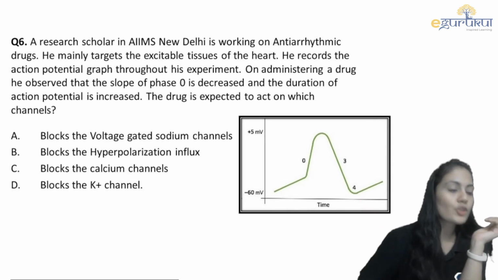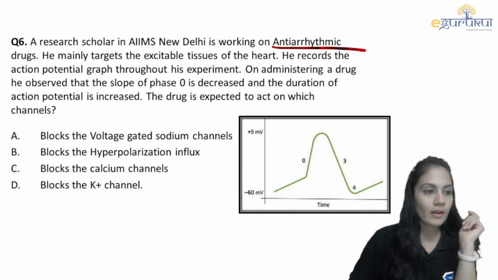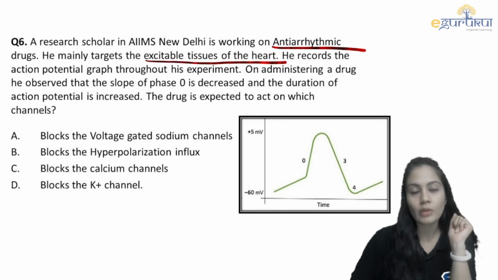Let's move on to question number 6. A research scholar in AIIMS, New Delhi, is working on some antiarrhythmic drug. He mainly targets the excitable tissue of the heart. That means he's targeting the nodal tissues, right? We do have two types of tissues.